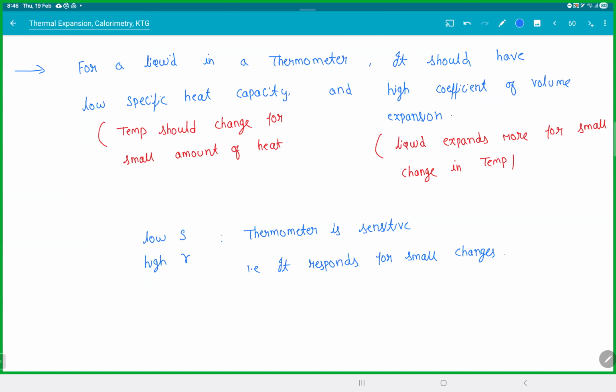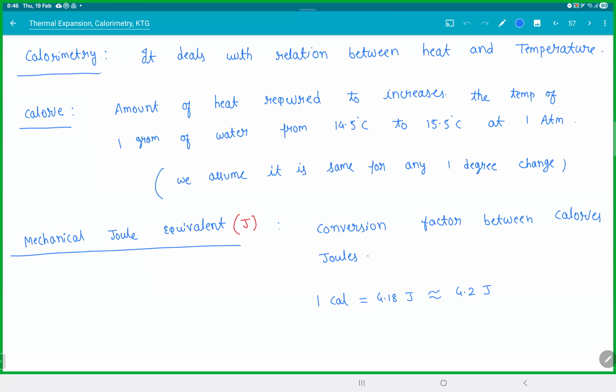Clear with this? So that is how they can frame a theoretical question on this one. Coefficient of volume expansion and specific heat capacity. Yeah, low S and high gamma. Right, Aditi. Right, Samik. Yeah, most of you did get it. All clear with this? So that is how they can frame a theoretical question on this. Okay, great. Let's go ahead with the questions then.